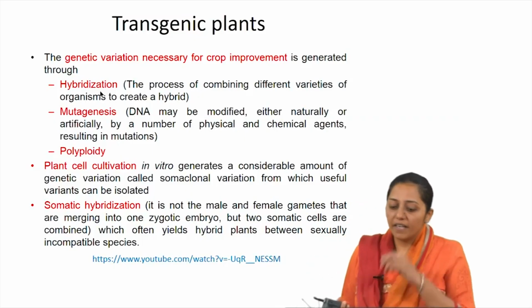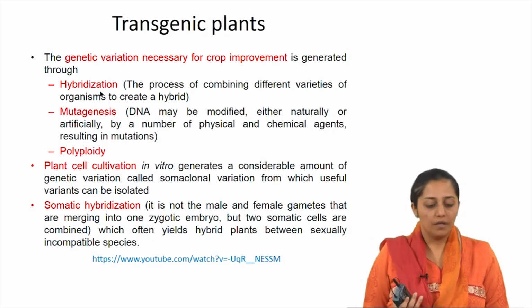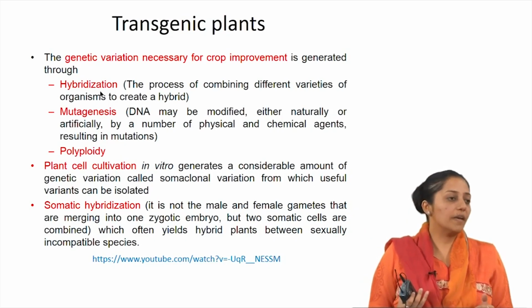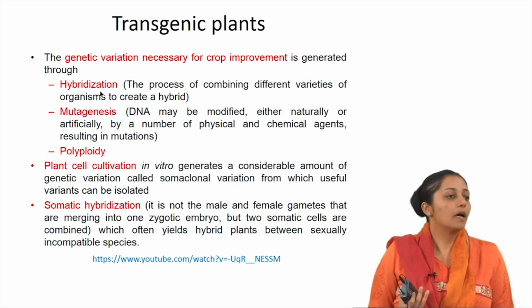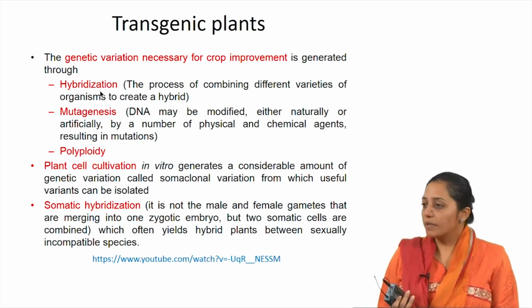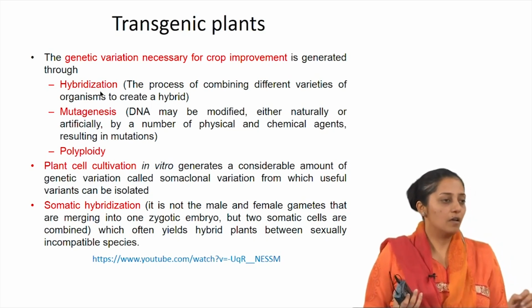Genetic variation is necessary for crop improvement in agriculture. In what different ways are crop yields or traits improved? Hybridization. What is hybridization? The process of combining different varieties of the same plant.